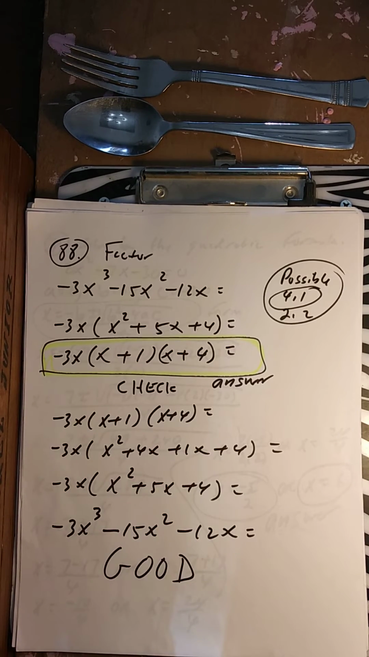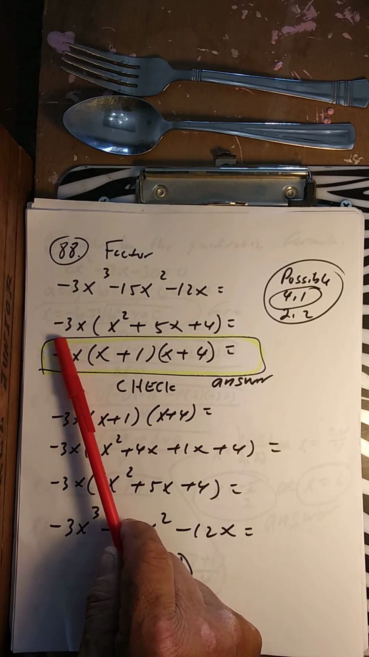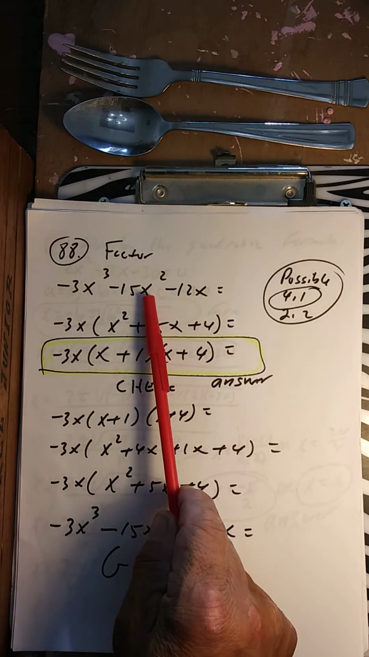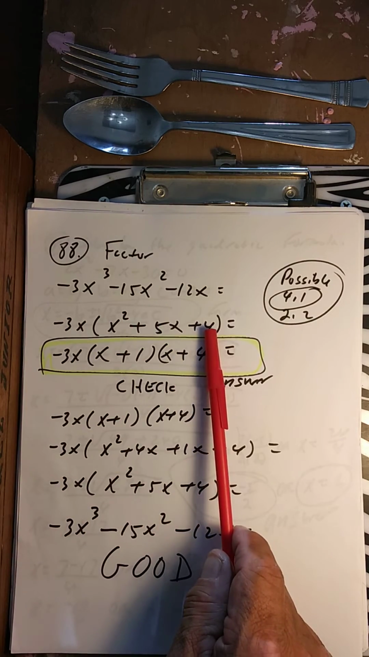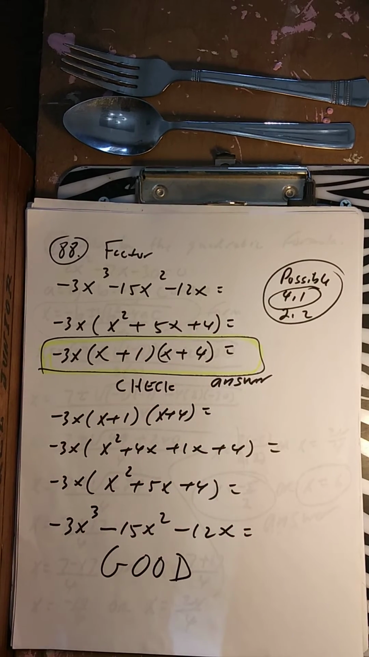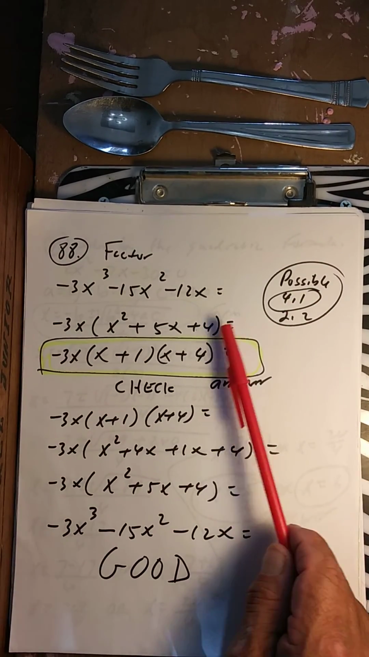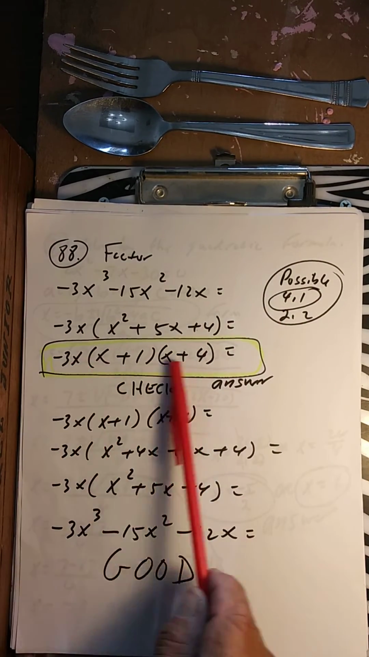Same thing. I take out negative 3x because negative 3x times this is going to give you negative 3x cubed. Negative 3x times this, negative 15x squared. And negative 3x times that one is going to give you negative 12x. So now we have those numbers in there. I'm going to use 4, 1 right here, because 4, 1 right there, or 2, 2. Say 4, 1. So I say this is the answer.